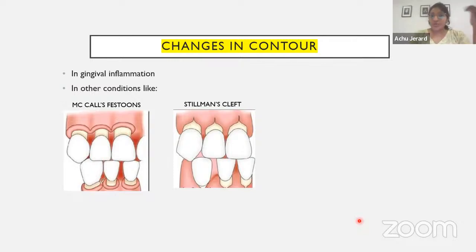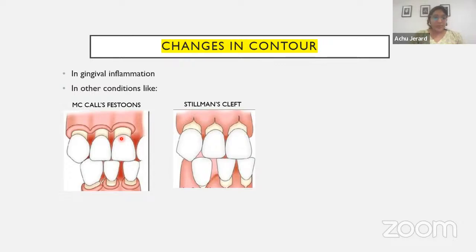What are the two conditions? Of course, in gingival inflammation you can see a change, but otherwise, in McCall's festoons and Stillman's cleft, you should know what is what. These are the conditions which show a change in the contour. These are actually lifesaver type changes that happen to the gingival contour. When we say lifesaver, it is because they exhibit as a change in response to some force or unnecessary external factor, as a defense mechanism.